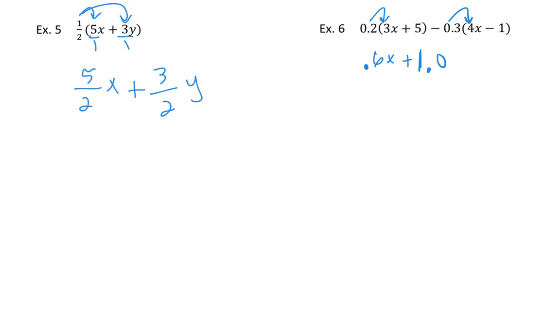Negative 3 times 4, again, that's going to be the same as 3 times 4 is 12. Move the decimal one place. That's negative 1.2x. Then negative 0.3 times negative 1. Anything times 1 is itself. So that's 0.3.